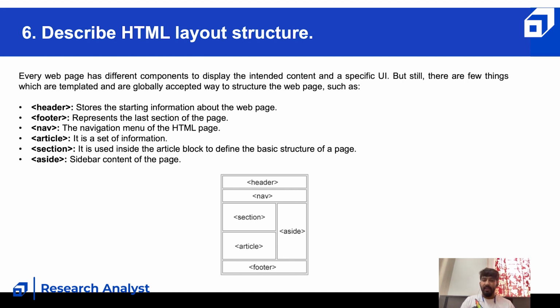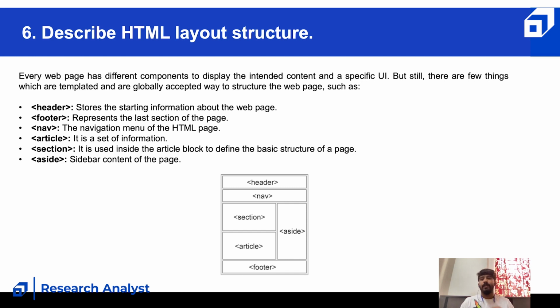And then comes navigation, the navigation menu of the HTML page. So you would have seen so many web pages. Navigation basically is the top buttons you get. So there will be a notification button, about us page, contact us page. There would be so many buttons, right? So that is the navigation bar. So whenever you click on the navigation menu, it will take you to a different part of the web page.